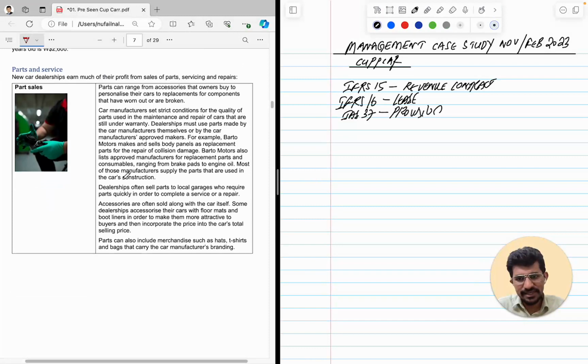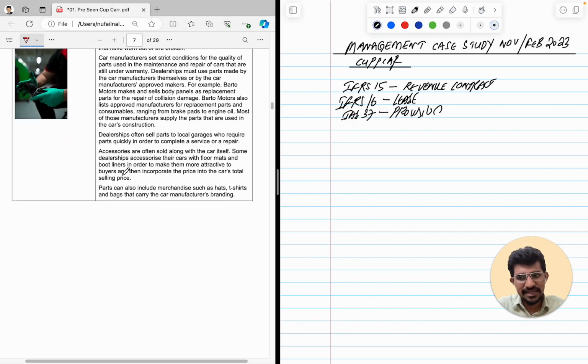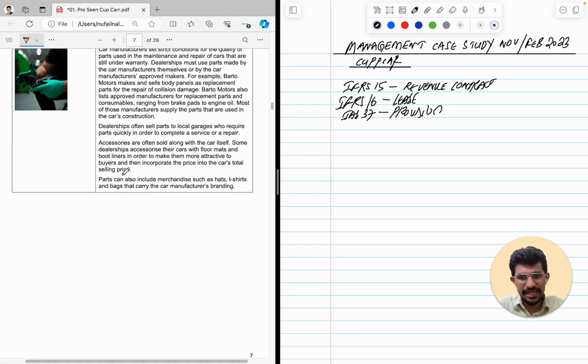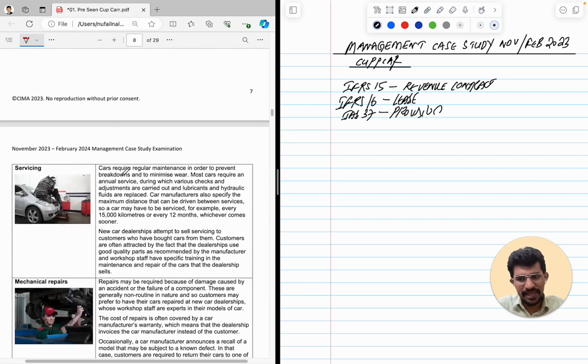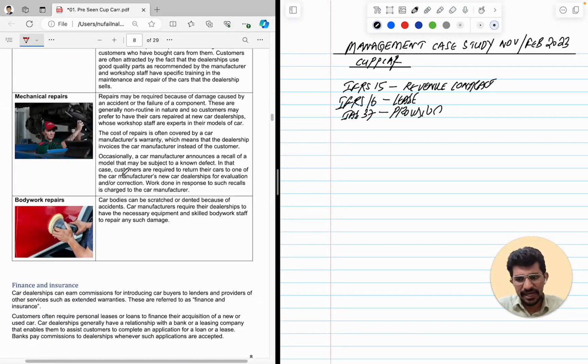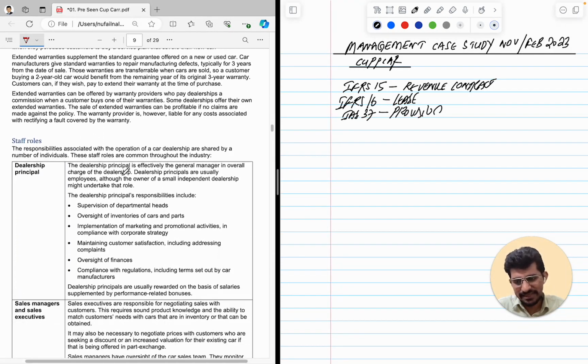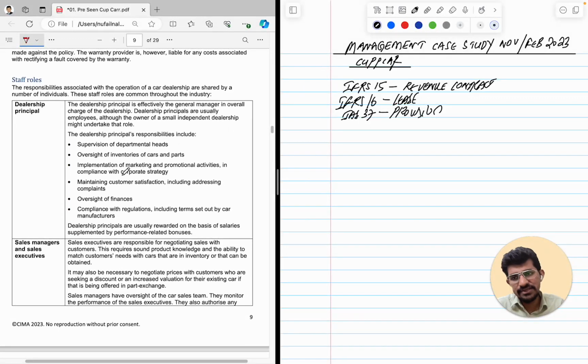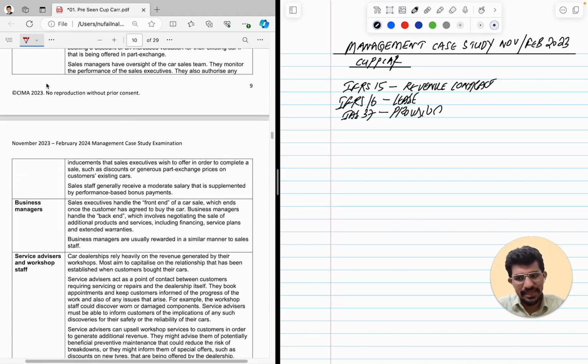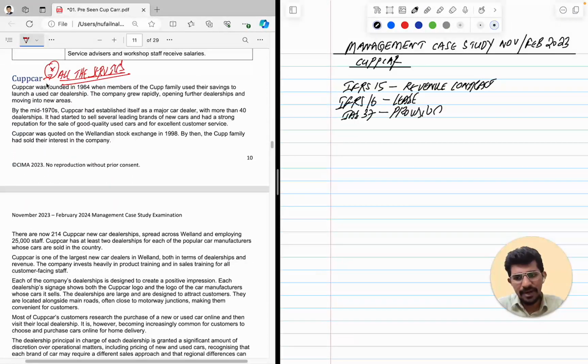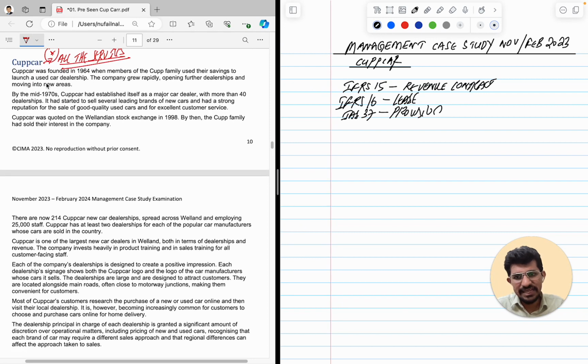Parts and services, students: what information is there, what do they do in the workshop, cleaning, repair, all those things are there. Servicing, mechanical repair, body work. And finance and insurance is also given, how they effectively work, which is covered in the other lectures. And the staff roles. This is very, very important because these terms are important in order to connect the answers to the exam material.